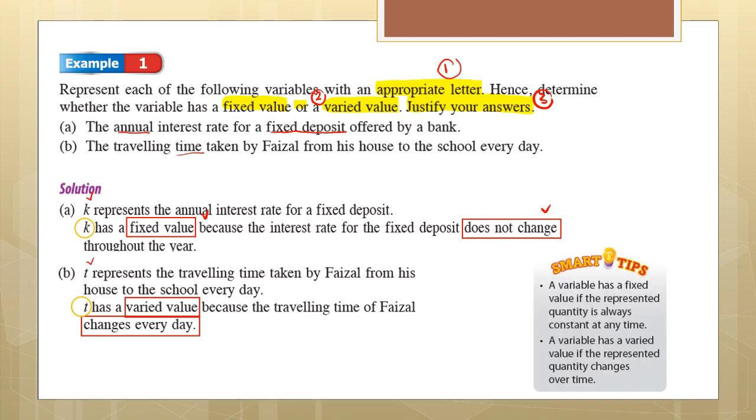Here are some smart tips for you. So look at the keyword. When you say that a variable has a fixed value, fixed value, which means it is always constant. Constant, which means same. Alright? When you talk about varied value, the quantity changes over time. Changes over time, which means it will not be the same. This is how we're going to differentiate between fixed value and varied value. Alright, make sure you learn about this technique.